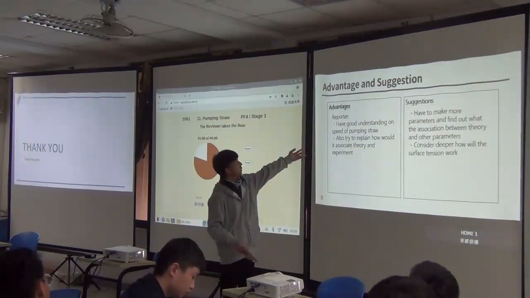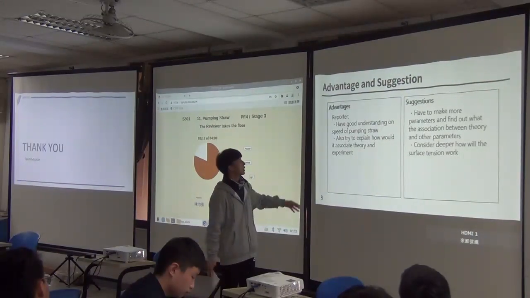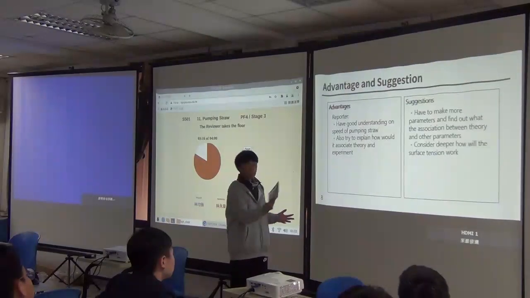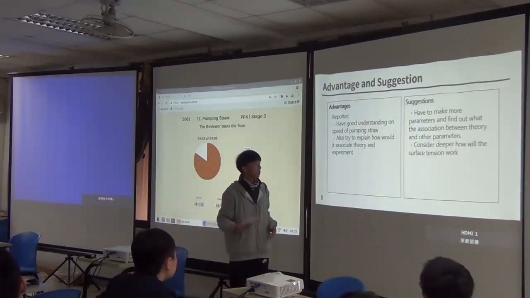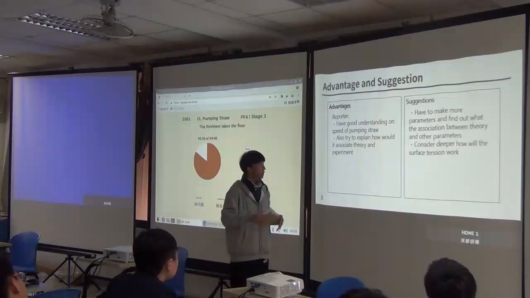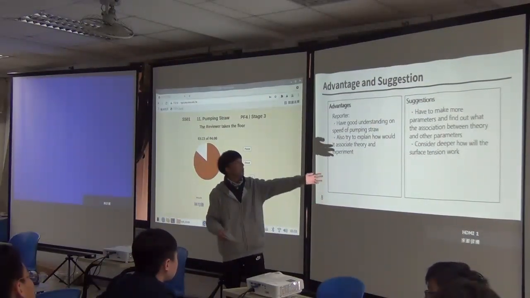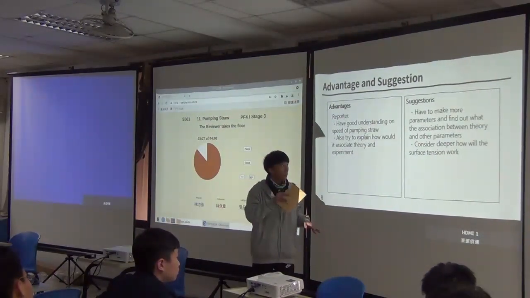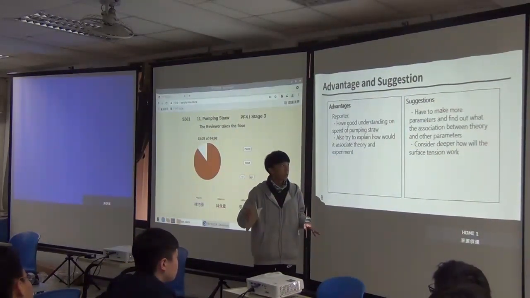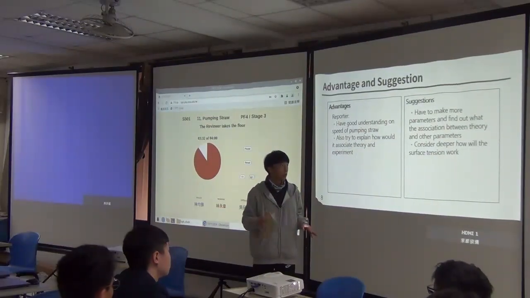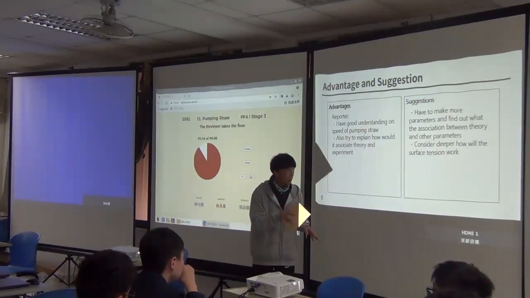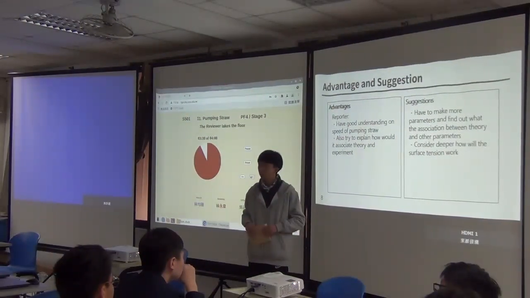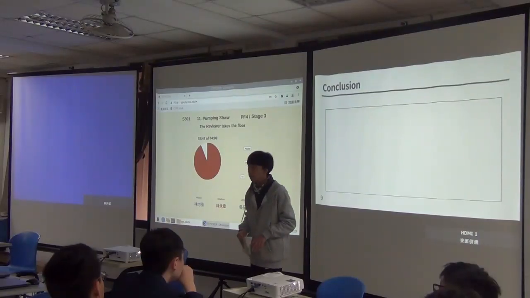And their advantages and suggestions. For the reporter, I think they have a good understanding of the speed of the pumping straw. That is good. And they also tried to explain how to associate theory and experiment. The suggestion is to consider more parameters and find out the association between theory and other parameters, and consider deeper how the surface tension works. Okay, thanks. That is all.